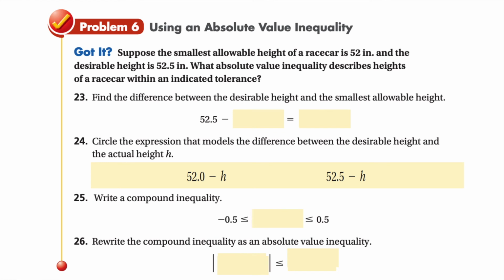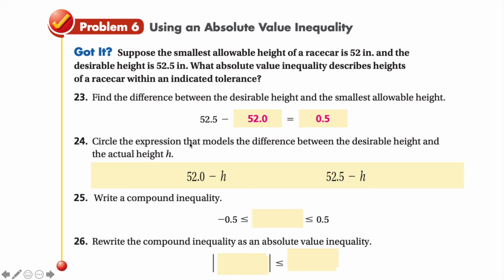Suppose the smallest allowable height for a race car is 52 inches, and the desirable height is 52.5 inches. What absolute value inequality describes the height of a race car within an indicated tolerance? Find the difference between the desirable height and the smallest allowable height. Well, the difference between those two would be 52.5 minus 52, and if you do 52.5 minus 52, you'll get 0.5.